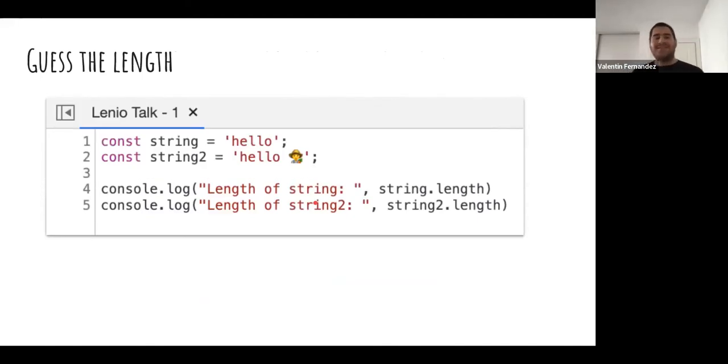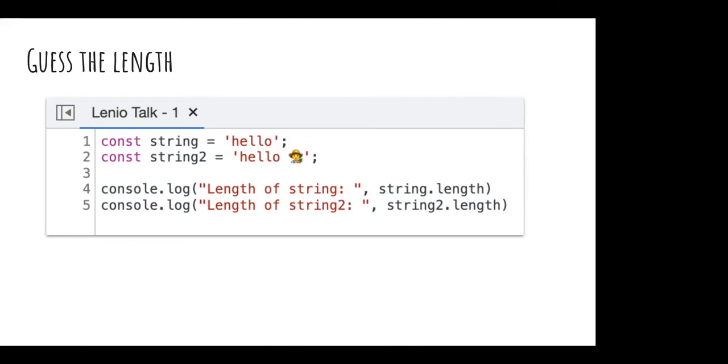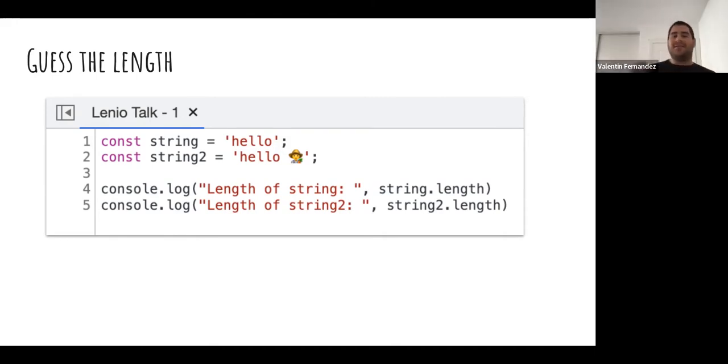Okay, I want to play a game with you. I want you to guess the length of the following strings in JavaScript. First, we have string 1 containing the word hello, and string 2 containing the word hello and the emoji of a farmer. We're going to print out both lengths, but before that, I will take the first guess: the first string has a length of 5. Do you agree with me? I believe so. So let me hear what you think the length of the second string is. I would say 5 from the hello, 1 for the space, and the emoji, right?